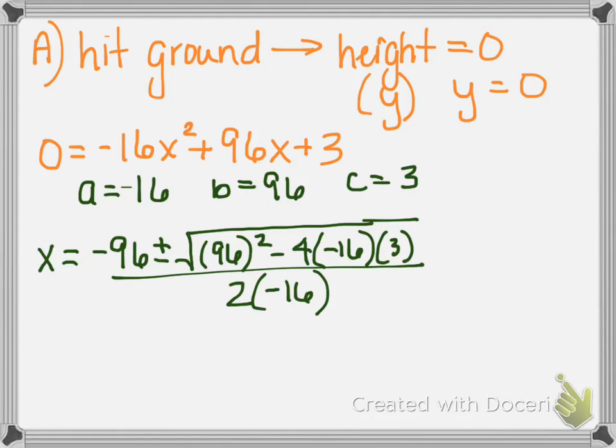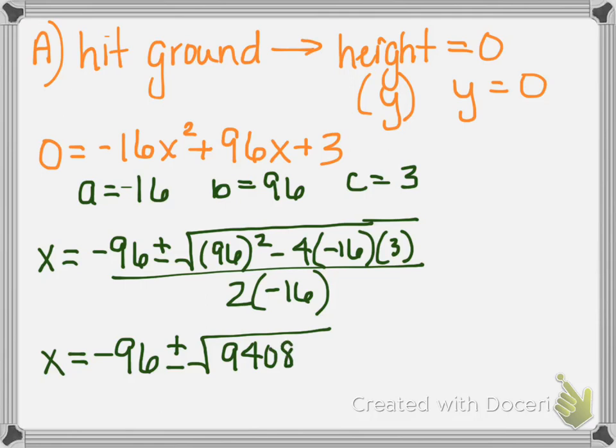So these numbers are going to get a bit big, so I'm definitely going to have to go to a second page. So if you need to, flip back and forth as necessary. So I got x equals, when I simplify everything under the square root, 96 squared minus 4 times negative 16 times 3. I get negative 96 plus or minus the square root of 9408. And that is divided by negative 32, because 2 times negative 16 is negative 32.